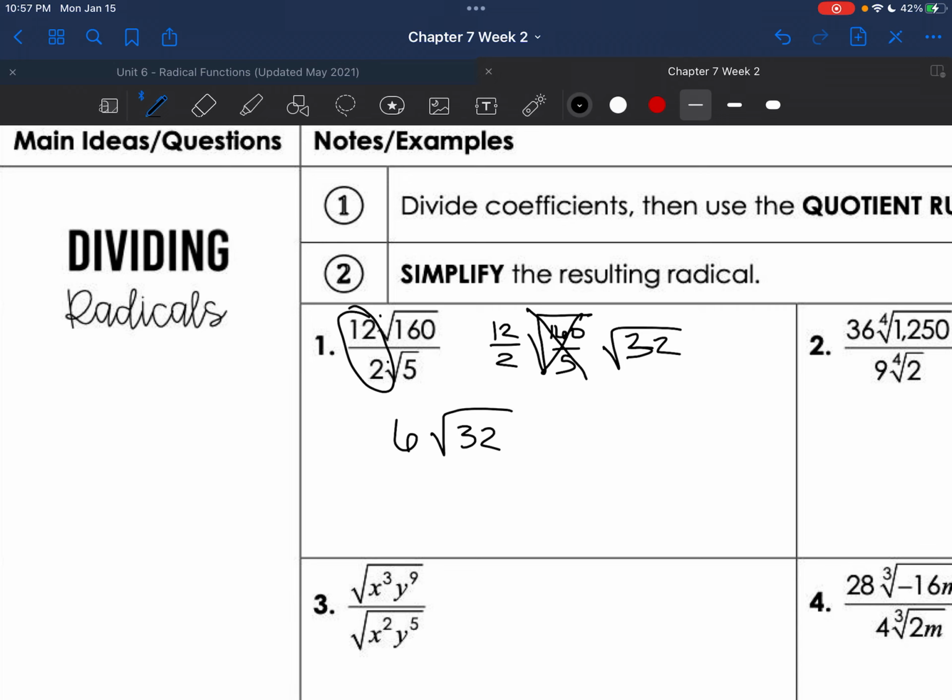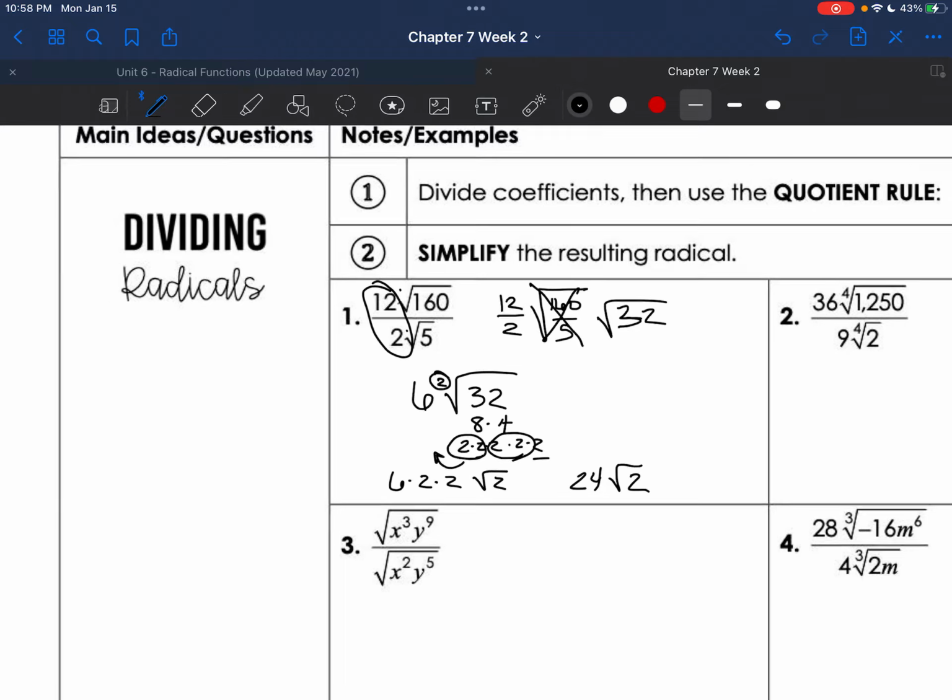Now I need to look and see if I can simplify that guy anymore. So 32 is 8 times 4. 8 is 2 times 2 times 2. 4 is 2 times 2. I need groups of 2. So I have a group of 2, a group of 2. They're both going to pull out. So now I have 6 times 2 times 2. And I've got this one guy that gets left underneath. So 6 times 4 gives me 24 square root of 2. So we were able to simplify him from what initially looked like something super complicated and make it a little bit easier for us.